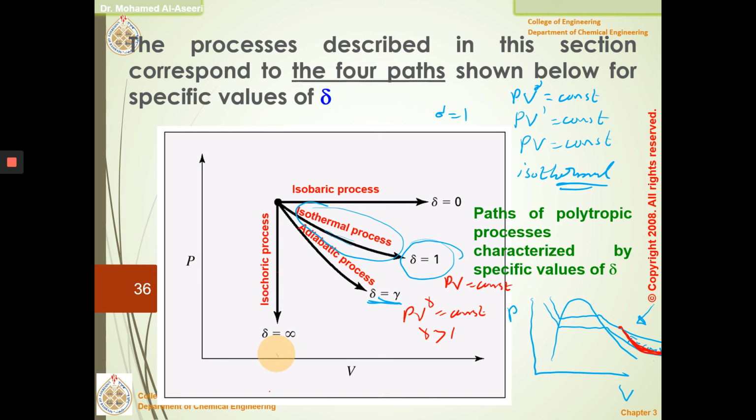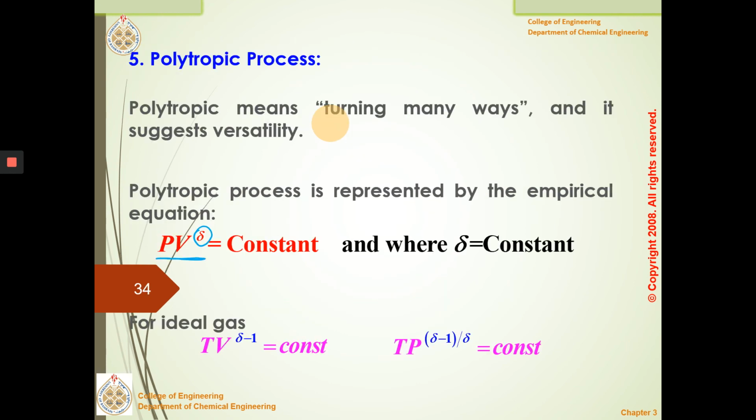Now, doctor, if it is none of those, it can be a delta between 0 and 1 in this region, or it can be a delta between 1 and any value that is less than gamma but greater than 1 in this region. So that's why polytropic, which is PV to the power delta equal to constant, is applicable for any process, any path. And it's not only PV but also TV to the power delta minus 1, and TP to the power delta minus 1 over delta equal to constant.